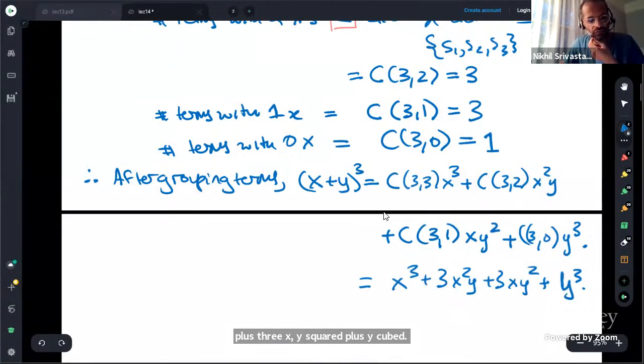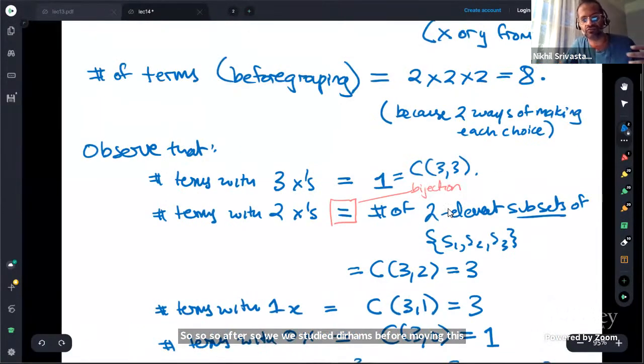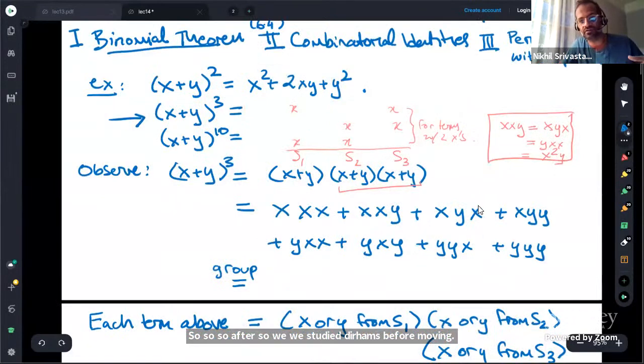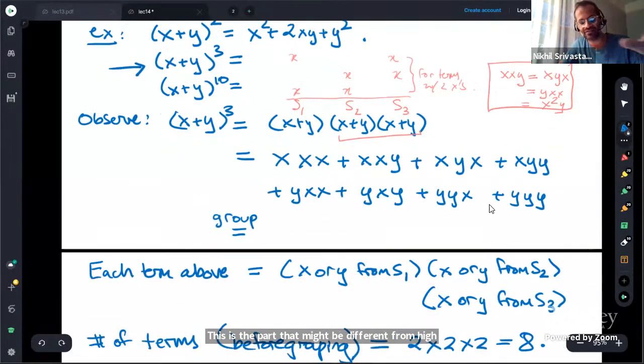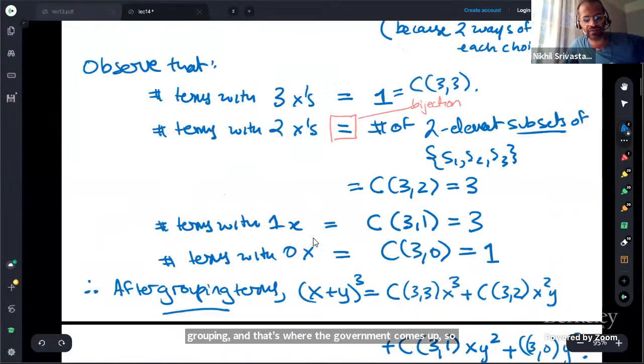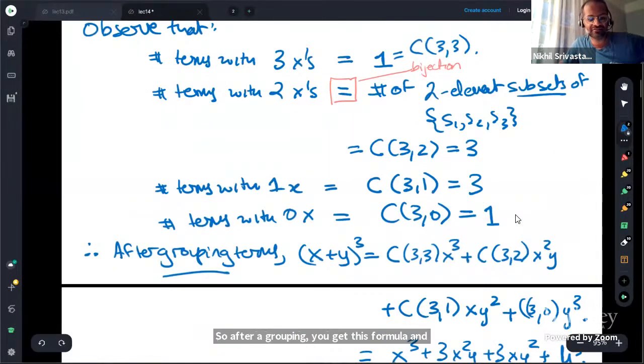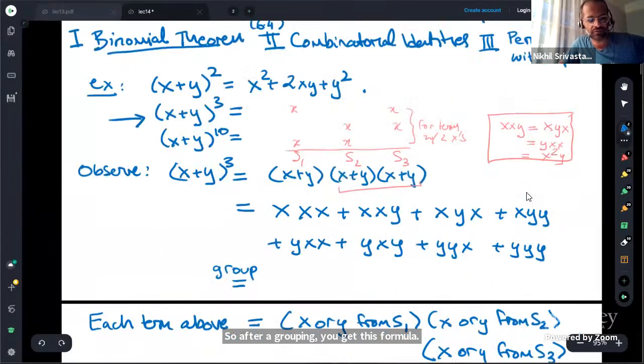So we studied the terms before grouping. This is the part that might be different from high school algebra. You're just tempted to always group the terms, but it's actually important to look at the pattern in the terms before grouping, and that's where the counting comes up. So after grouping, you get this formula. And this is a special case. So we solved this case of x plus y cubed. But now you see the general pattern.